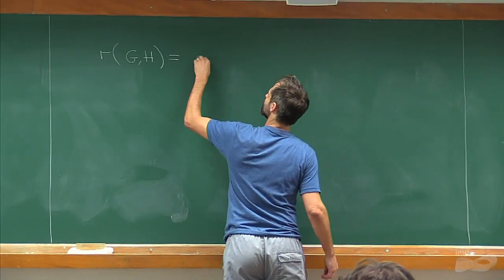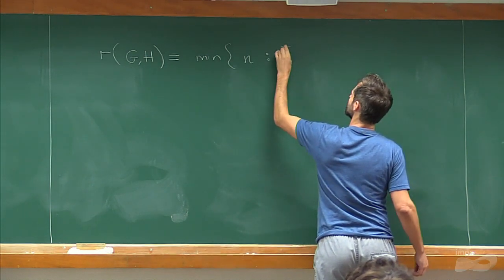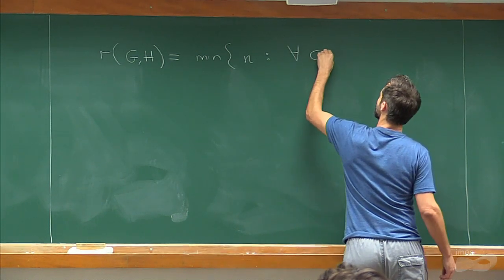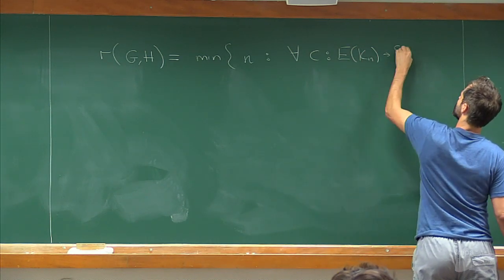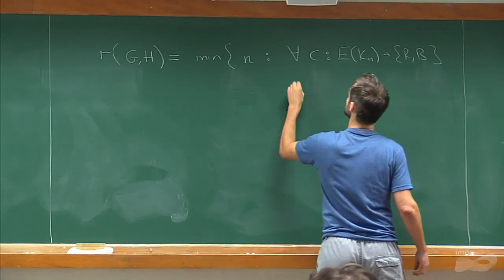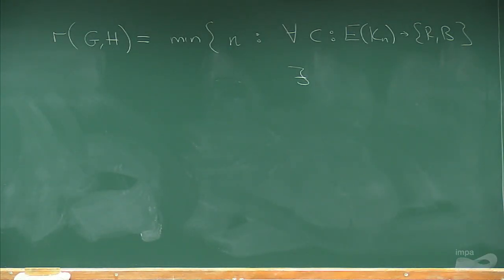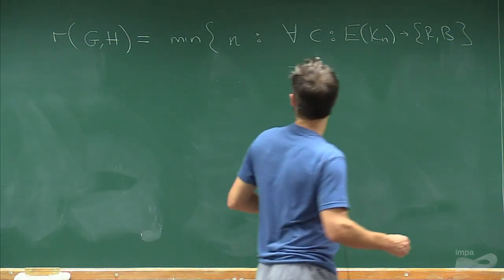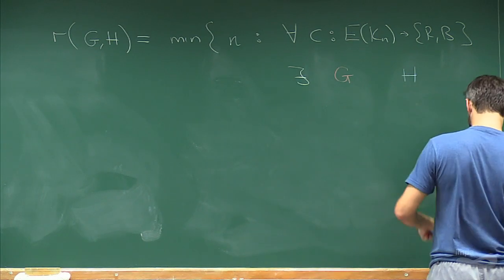What does it mean? It means the minimum n such that for every colouring of the edges of Kn with two colours, there exists either a red copy of G or a blue copy of H.